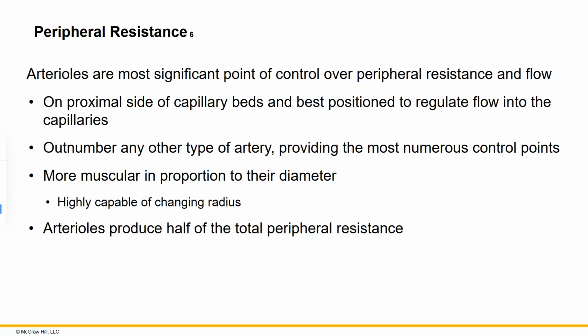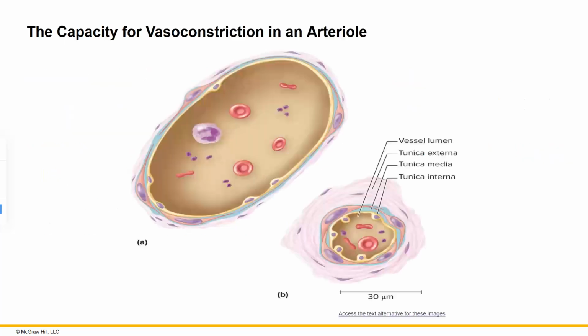Arterioles are the most significant point of control over peripheral resistance and flow on the proximal side of the capillary beds, and are best positioned to regulate flow into the capillaries. They outnumber any other type of artery, providing the most numerous control points. They are more muscular in proportion to their diameter, highly capable of changing the radius, and arterioles produce half the total peripheral resistance.